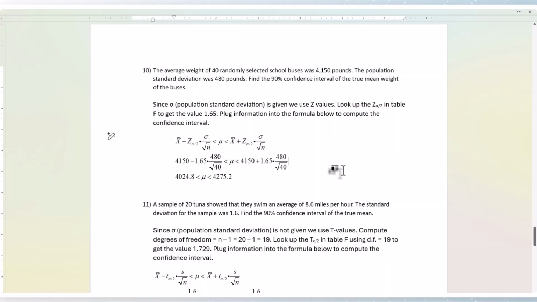It says the average weight of 40 randomly selected school buses was 4,150 pounds. Population standard deviation was 480 pounds. Find the 90% confidence interval of the true mean weight of the buses. So once again, we are given the population standard deviation. Thus, we are using z-values.